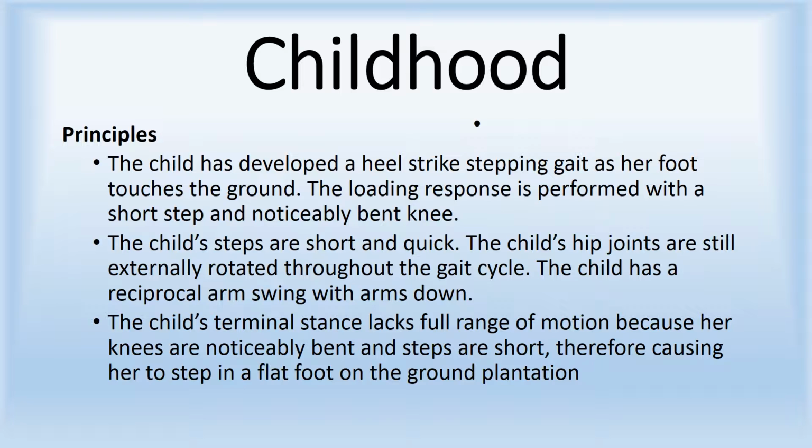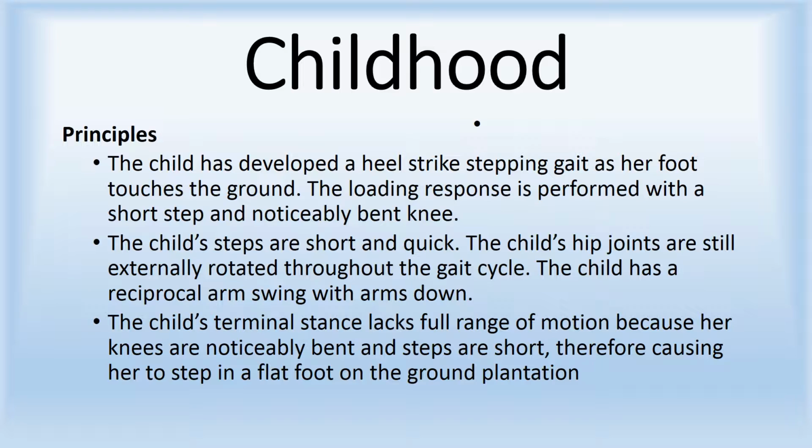Some more principles regarding childhood are: the child has developed a heel strike stepping gait as her foot touches the ground. The loading response is performed with a short step and noticeably bent knee. The child's steps are short and quick. The child's hip joints are still externally rotated throughout the gait cycle. Also, the child has a reciprocal arm swing with arms down.